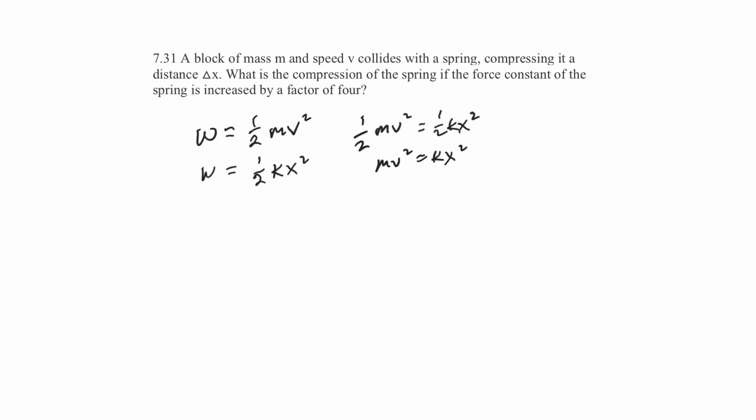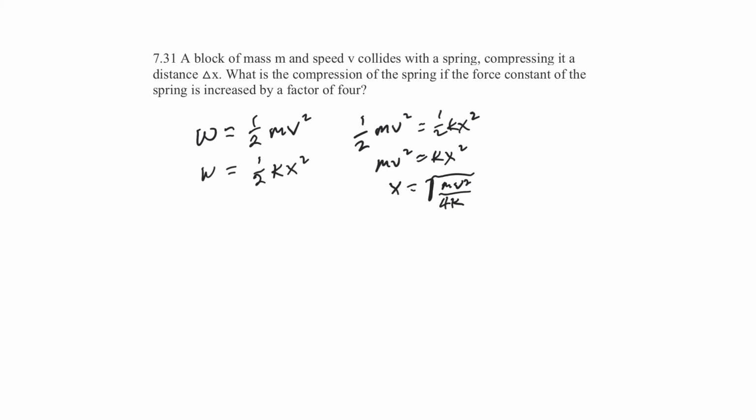So let's solve for x. Well, x will be the square root of mv squared over k. So what happens if I increase k by 4 times? I'm making it 4k. Right, so what's going to happen to x?